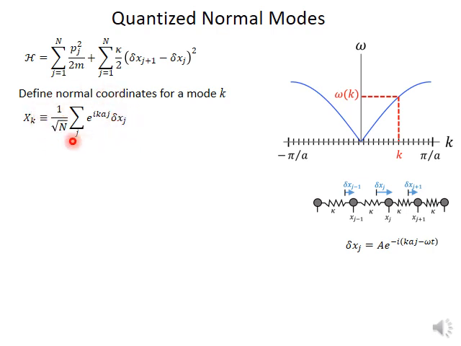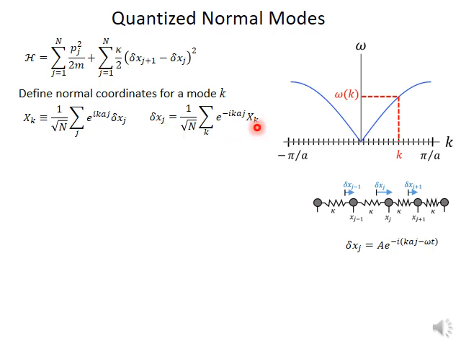Nevertheless, what you get as a result of this procedure is a net displacement, or a net normal coordinate, for this kth mode. You can do a reverse process, and that is you can find the total displacement of the jth atom from all the modes.